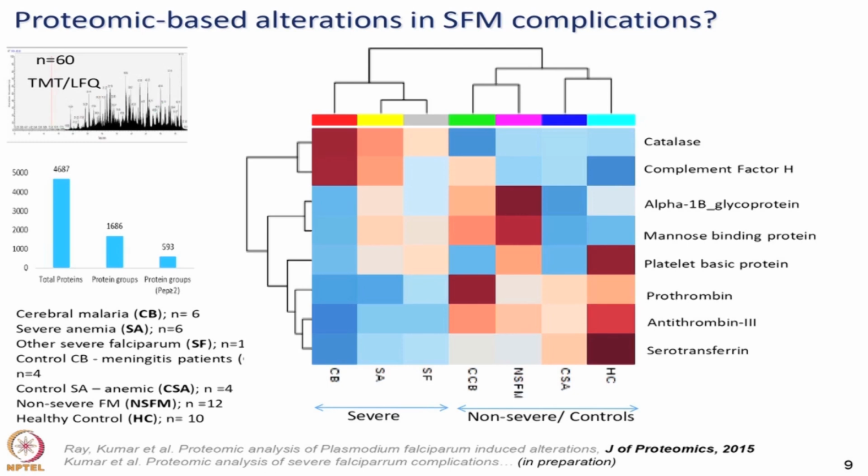And even within each type of severe infection, like you can see cerebral malaria, severe anemia, other types of severe infections, their trends for various proteins are quite different, and therefore this information could be helpful to get a glimpse of what type of severe infections these patients might be undergoing if they are affected by falciparum malaria.